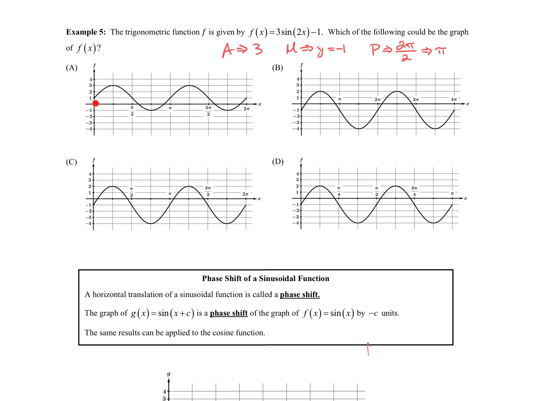All right. And so let's look at A. Does A have an amplitude of 3? No, it has an amplitude of what? 2. So is that one it? No. And so A, that's gone.